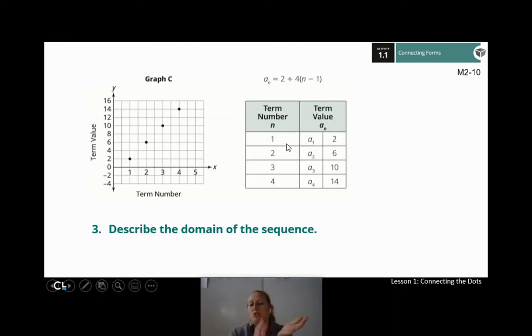Can you just take a moment to describe the domain of the sequence? Remember that domain is X. Go ahead and hit pause, jot down your thoughts on that, and then hit play to keep going.